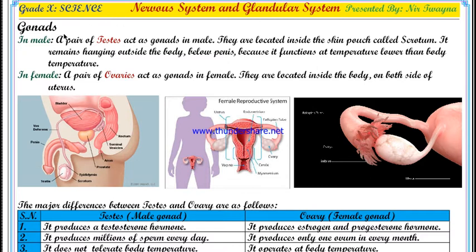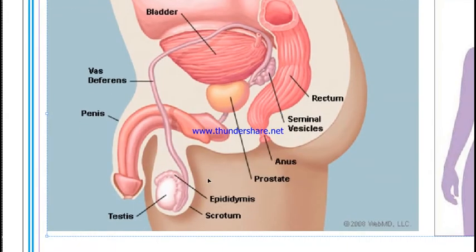In case of male, they have testes. Males have testes as gonads. You can see in this diagram, these are testes, and they cannot function in normal body temperature, 37 degrees Celsius. So they are protruded out of the body, and they are supported by a skin sac which is called scrotum. These are testes which are present in male only, and they act as the male reproductive glands.